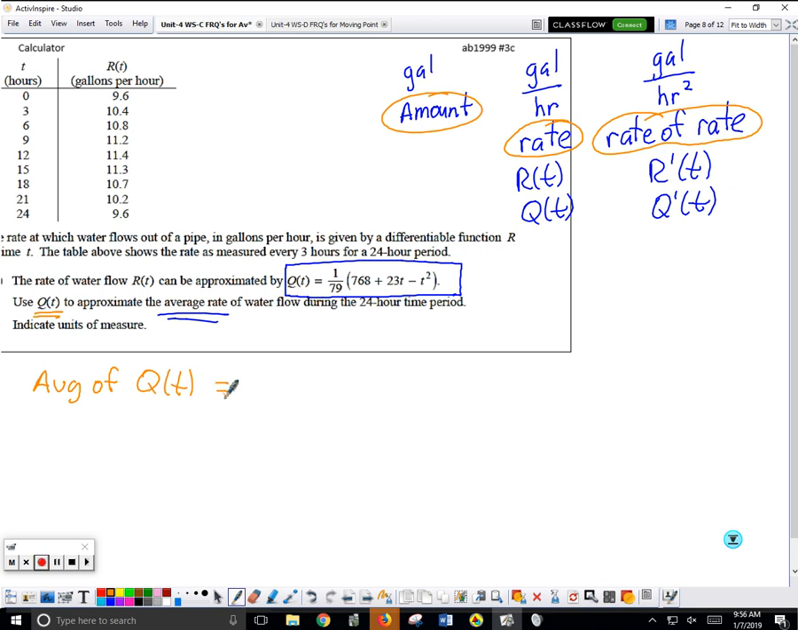Let's see, 24-hour period, so that's 1 over 24 minus 0, the integral from 0 to 24 of Q. You need to have units. Now back to, I think it was Brendan's question. How am I supposed to find this integral? Well, they gave me an equation, and they did not say to use a Riemann sum. It's calculator allowed, so I'm going to use my calculator. So do that on your calculator. Go. Stop me if you have a question.